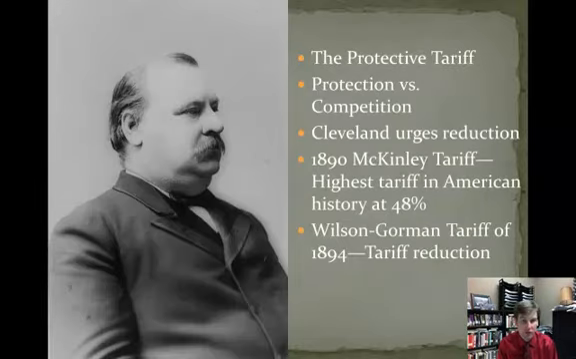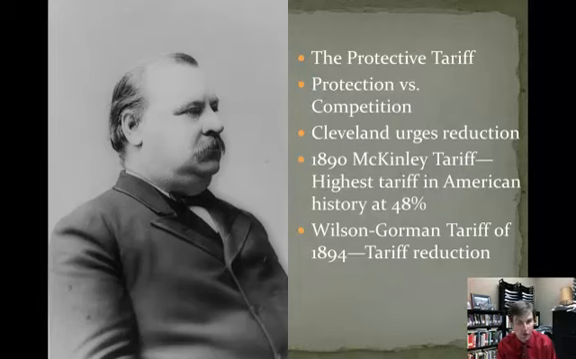The protective tariff is also a big issue. A tariff, of course, is a tax on imports. And you had two different theories as to how the American economy should be run. One was protection, one was competition. Protection would be to protect American industry from foreign competition, and therefore you would keep American jobs and boost American industry. The other was competition, where American companies, if they could compete with foreign companies, would get business. And so many of the Democrats supported competition. Most of the Republicans supported protection.